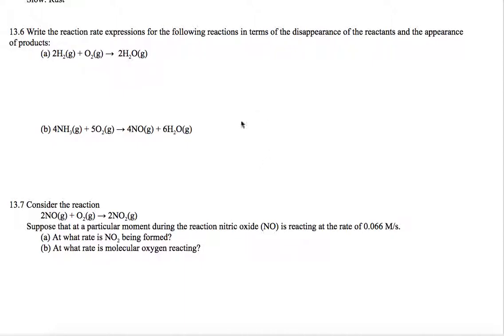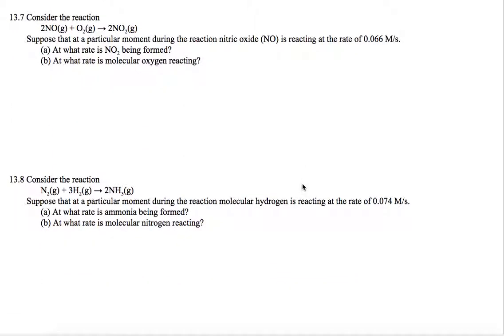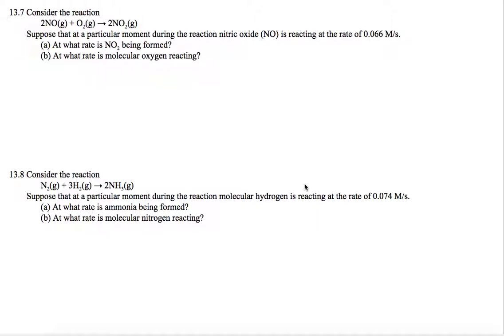Number 7. Suppose that at a particular moment in time during the reaction of nitric oxide, it's reacting at the rate of 0.066 molar per second. And we want to know what rate the NO2 is forming and what rate the molecular oxygen is being used. And we're going to be using that same stoichiometric relationship. So we have nitrogen monoxide is going to be 1/2 change in concentration of nitrogen monoxide over change in time.